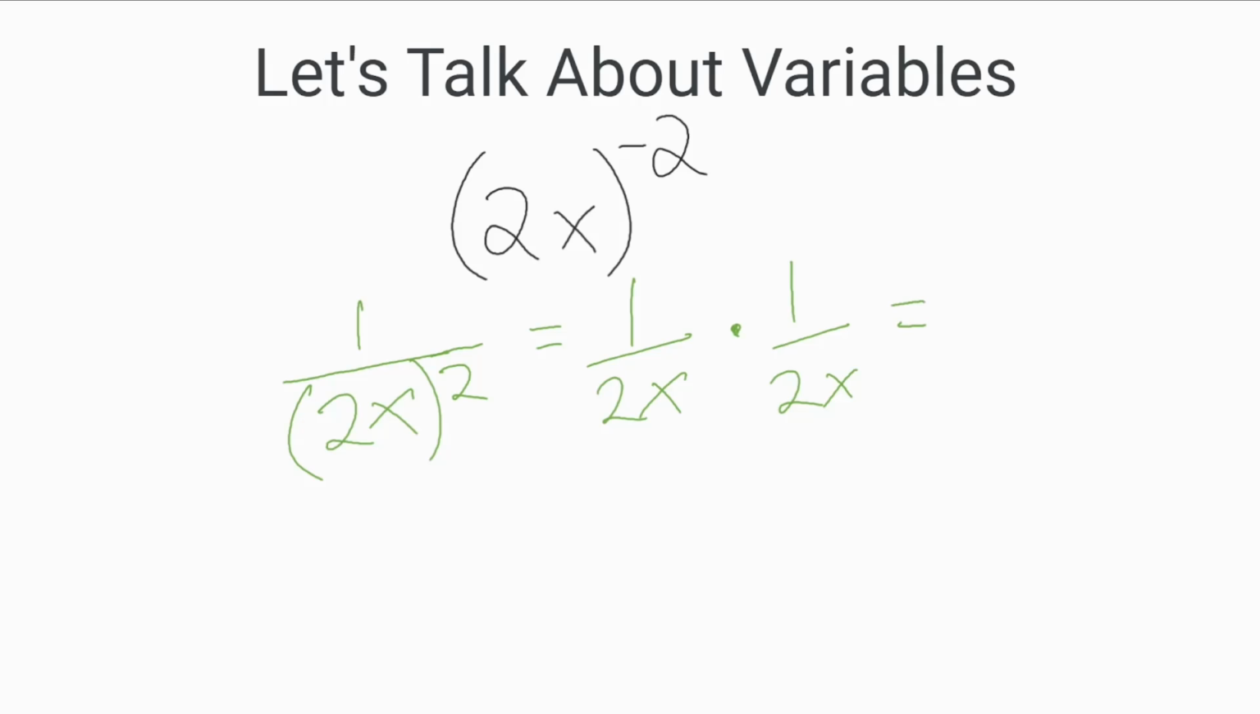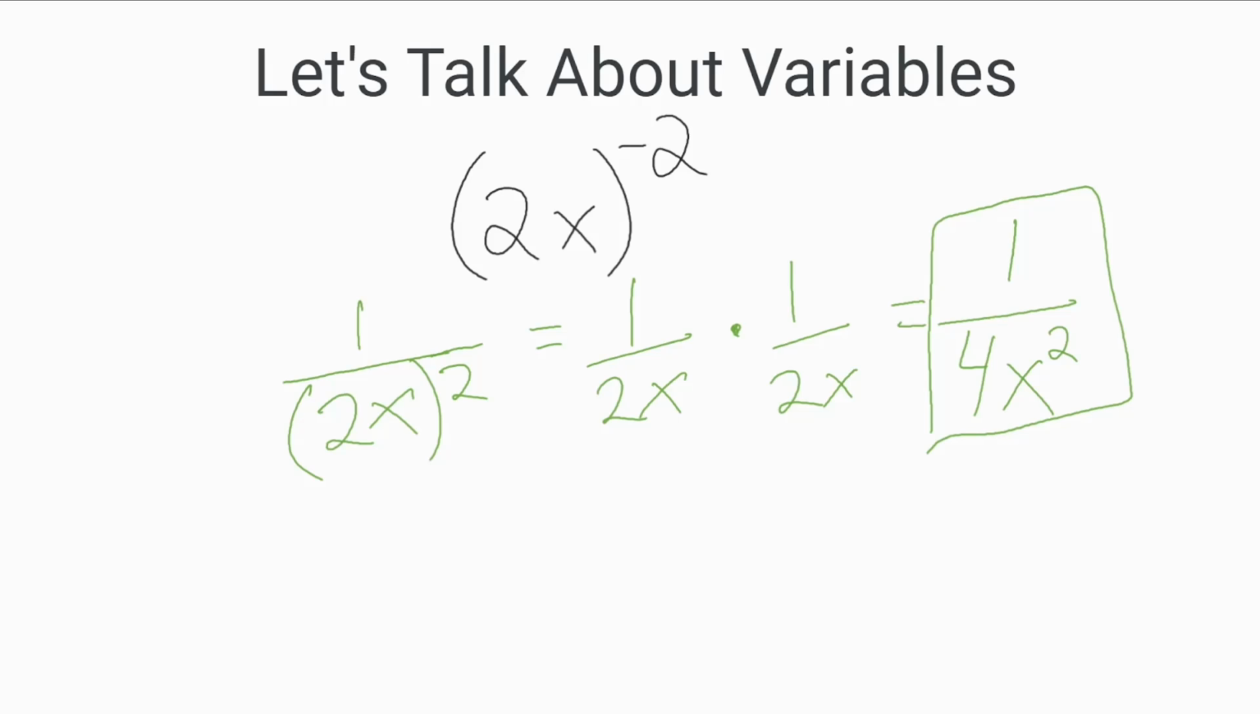In this case, we just multiply our two coefficients together. So we're going to end up with 1 over 4. And then we have x times x, which is x squared. So we end up with 1 over 4x squared.